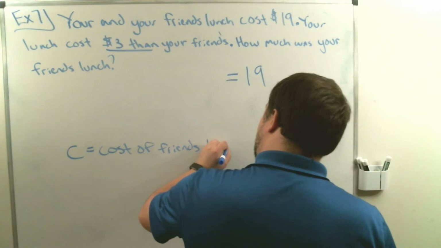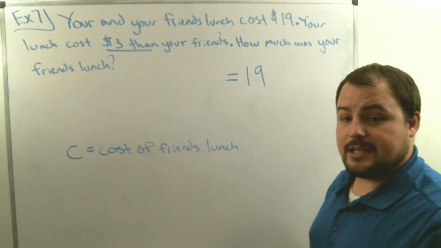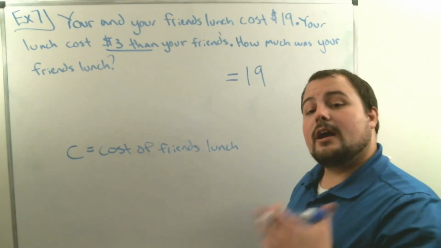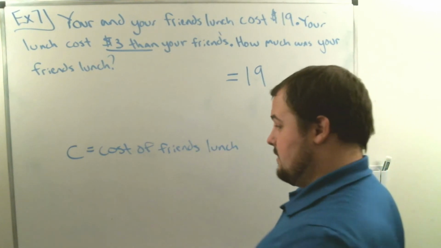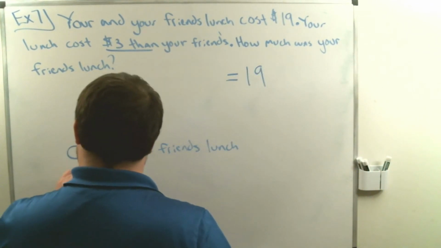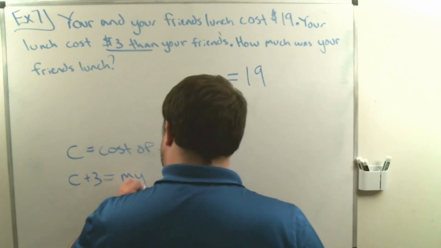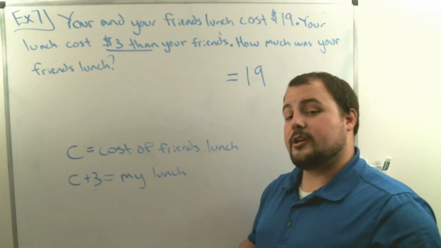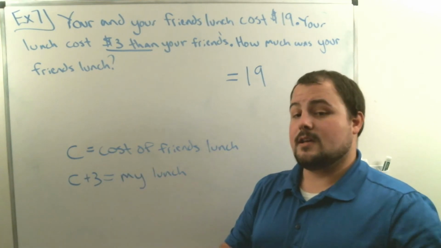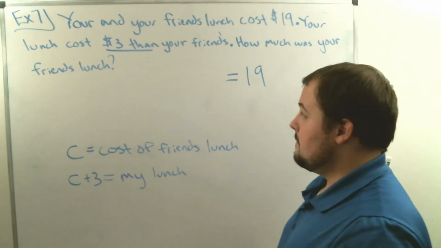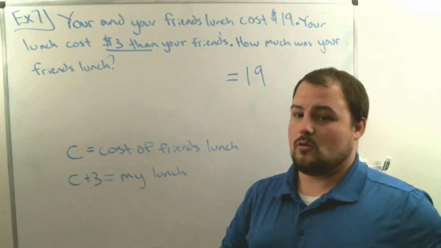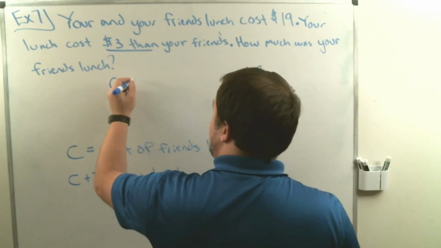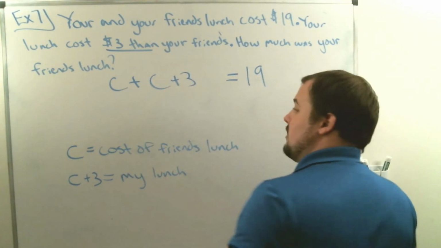So this is where we're setting a variable equal to the idea. Since they didn't give me a variable anywhere, I'm going to use C for the cost of my friend's lunch. And I know that my lunch is $3 more than my friend's. So my lunch would be C plus 3. So what I did was I used the fact that I know my lunch is $3 more than my friend's. And C represents my friend's. So I added $3 to my friend's. So I know that when I add them together, I'm going to get 19. So C plus 3 will equal 19.